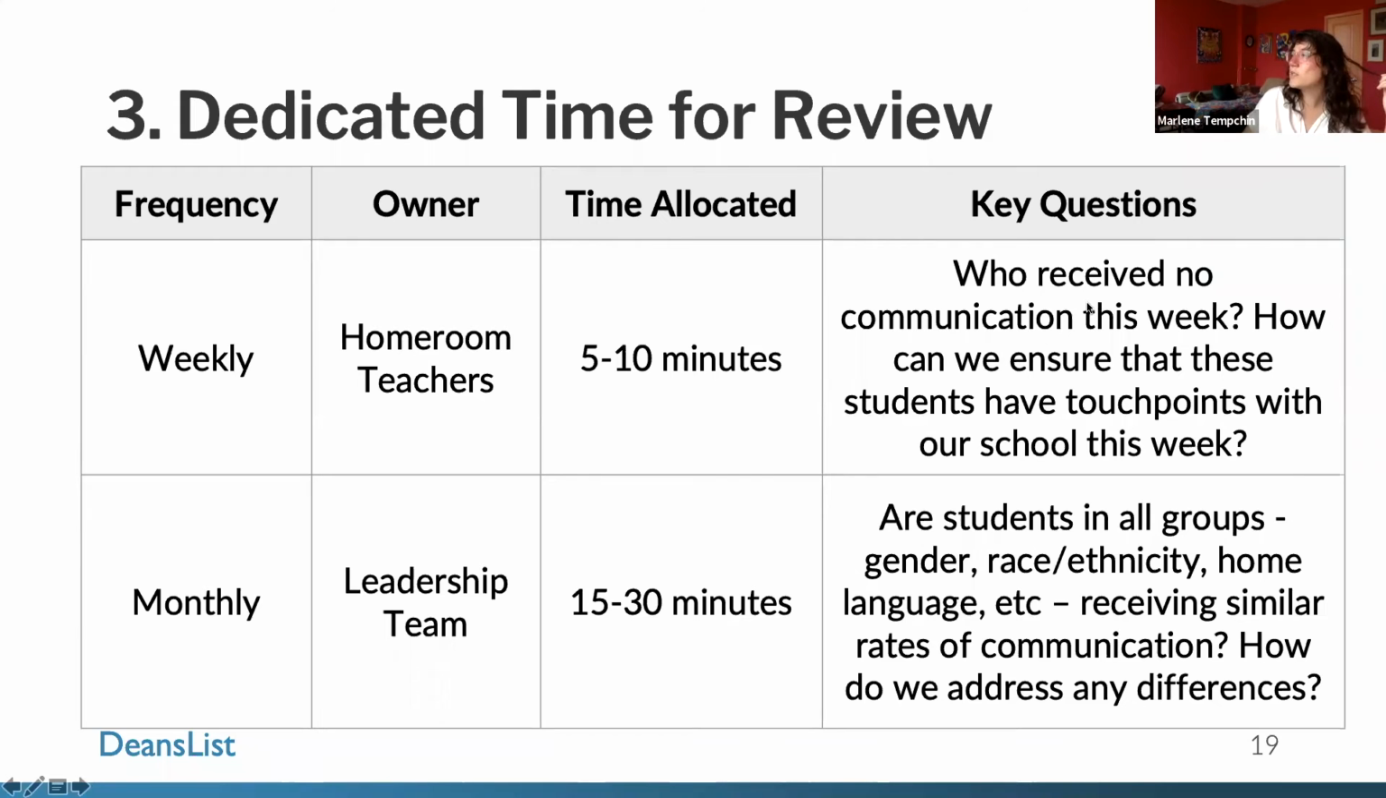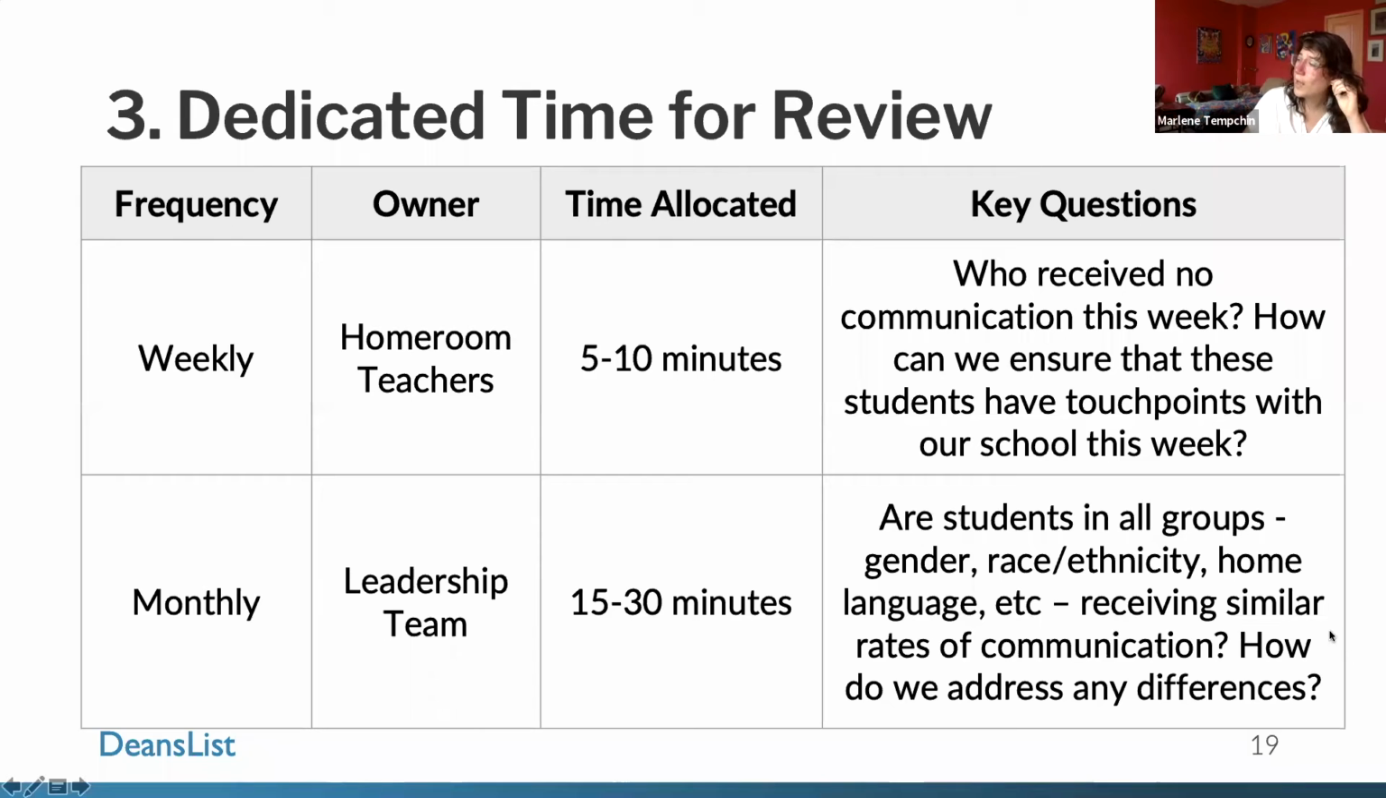So who received no communication this week? How can we ensure that these students have touch points with our school this week? So this key question, we said that homeroom teachers can own it. And one way that you could address this is having homeroom teachers spend 5 to 10 minutes looking at the students in their homeroom who have not received communication this week, and then just making a quick plan for when they're going to reach out to them. And that could be done in 5 to 10 minutes weekly. They can take that information and they can make their calls.